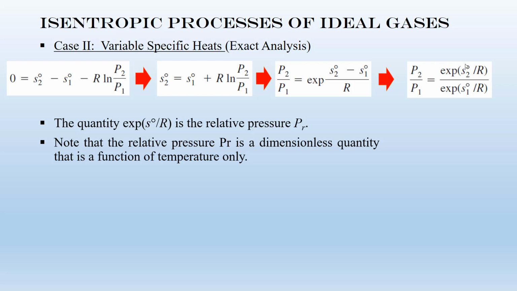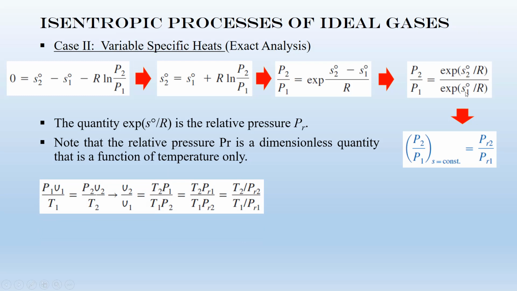And it just depends on the temperature, meaning that if you have the temperature, by using the tables, you can find this relative pressure. So based on this definition, you can write P2 over P1 for isentropic processes and ideal gases equals PR2 over PR1. You can find PR from the reference tables. You have a table, guys, for the PR, for the relative pressures. And those tables are based on the temperatures.